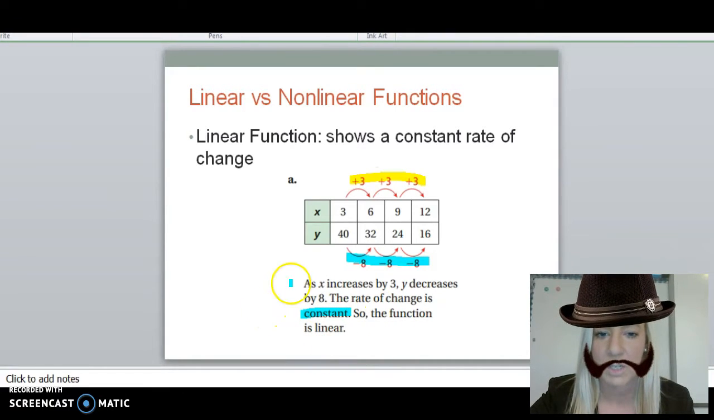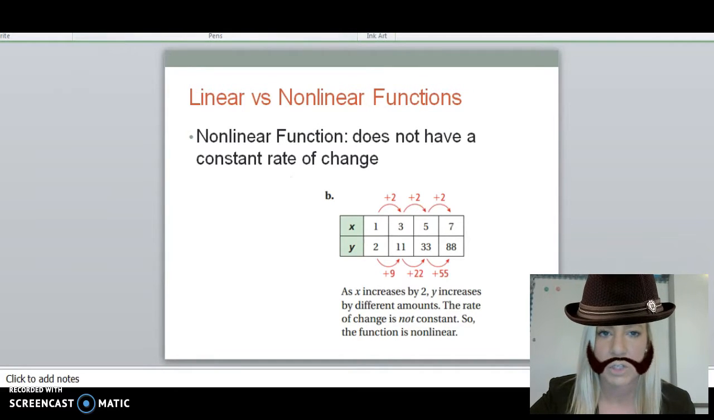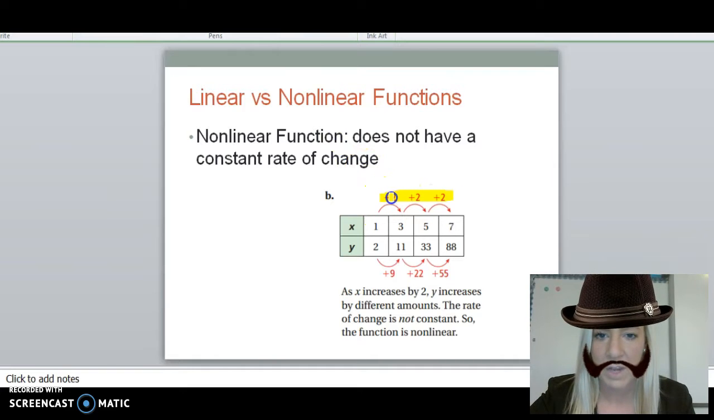Therefore, this is a function that's linear. Now, yes, this increases and this decreases, but it's the same increase for my x, and it's the same decrease for my y. Therefore, this is considered to be a linear function. Now, a nonlinear function does not have a constant rate. While my x values increase by 2, my y values increase by 9, 22, and 55. That is not constant, therefore this function is nonlinear.